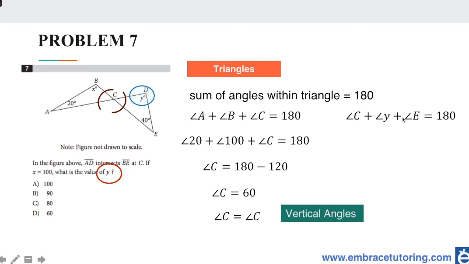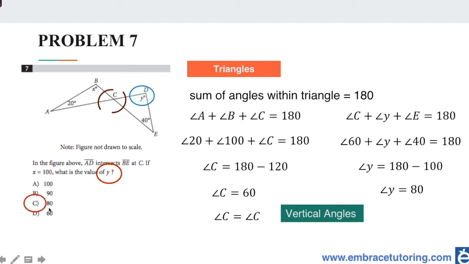So C plus Y plus E is going to be 180 degrees, and we know that C is 60 according to the vertical angle principle, and we know that E is already 40 degrees because that's previously given. So if I add these, 60 plus 40, my like terms, and then subtract my 100 from my 180, right, so 100 plus y equals 180. I'm then going to subtract 100, and I get y equals 180 minus 100, and then I get y equals 80. So y should be 80, and yes, so C is going to be my best answer choice for question number 7.